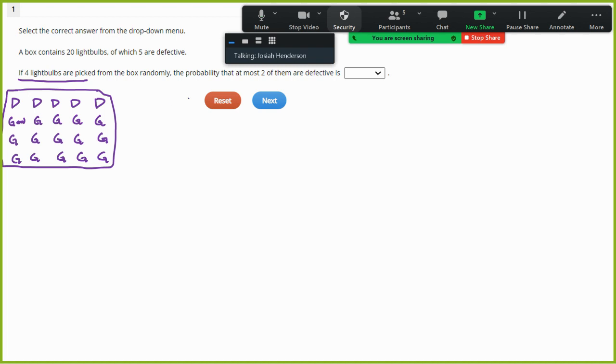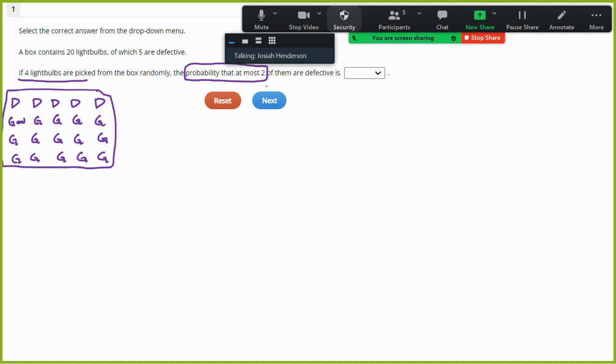So if we pick 4 light bulbs from the box and we get 0 defective, that counts as a success. Or if we get 1 defective, that's a success. If we get 2 defective, that's still counted as a success. This is because we're asking the probability that at most 2 are defective.